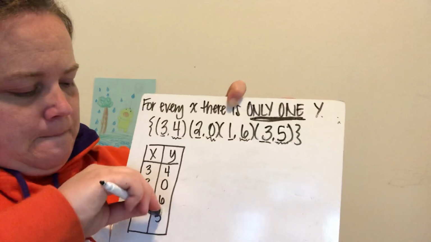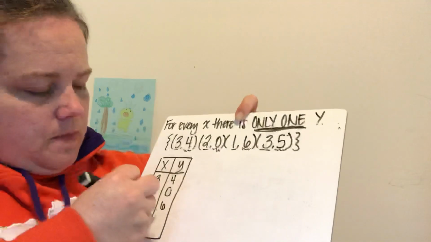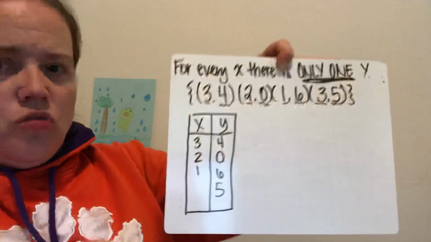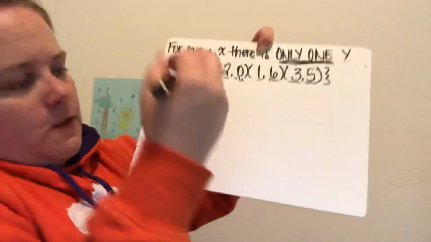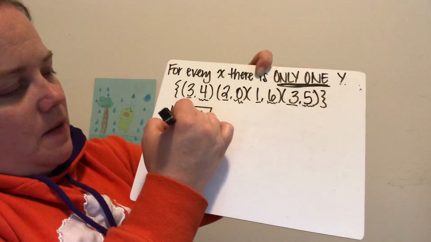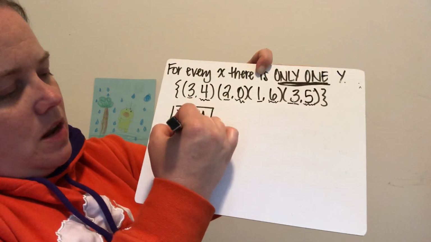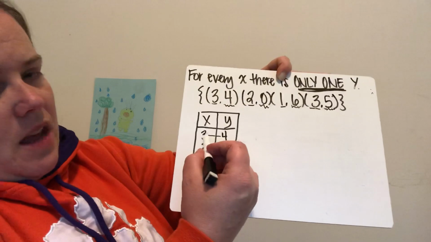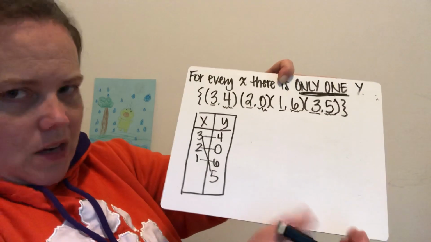So if I took this 3 out and I was to draw lines, I would go to 3, and I would go to 5, and then 2 and 1. And because that 3 is split, it's not a function.